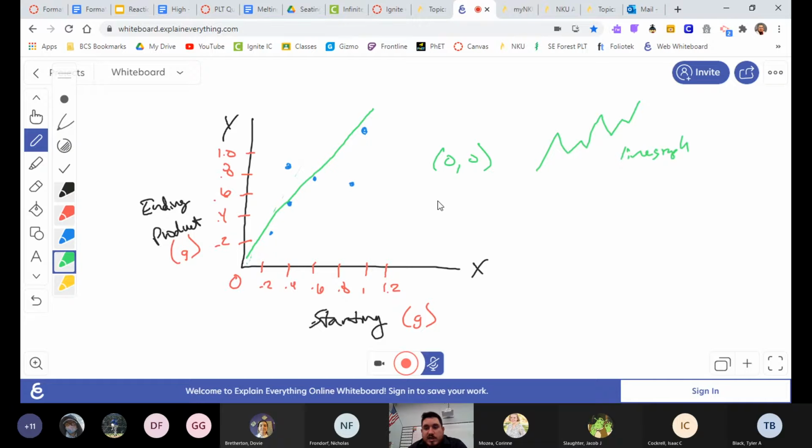All right, that's a line graph. A scatter graph is just where you put scatters, you put dots. Okay, that's a scatter graph, a scatter plot.